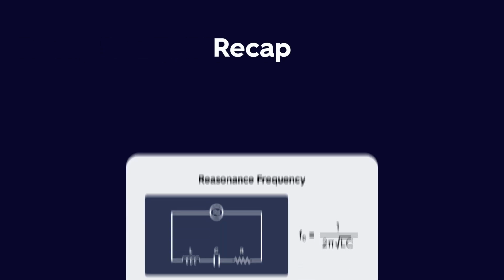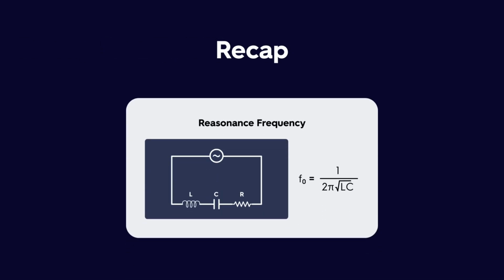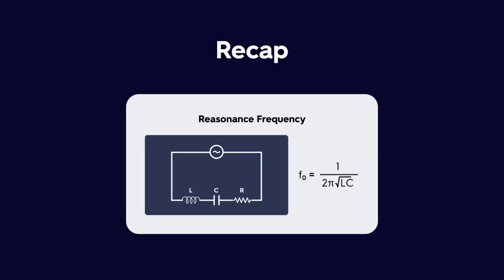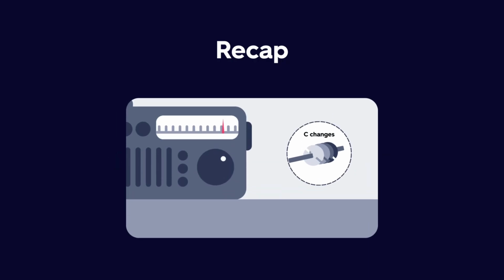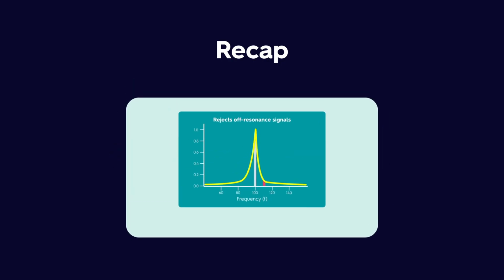To recap, resonance makes an LCR circuit respond most at one special frequency. Tuning shifts that resonant frequency, often by changing capacitance, and the sharper the peak, the better the radio rejects nearby stations.